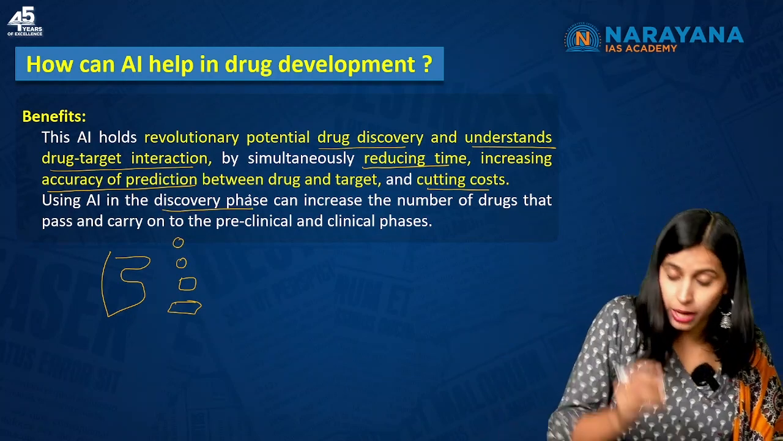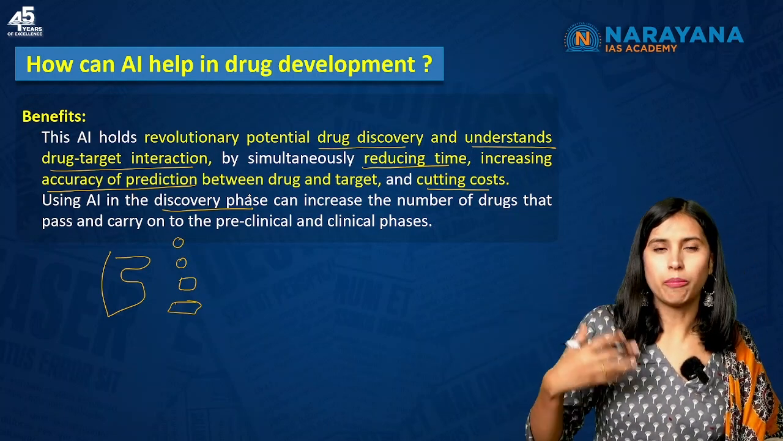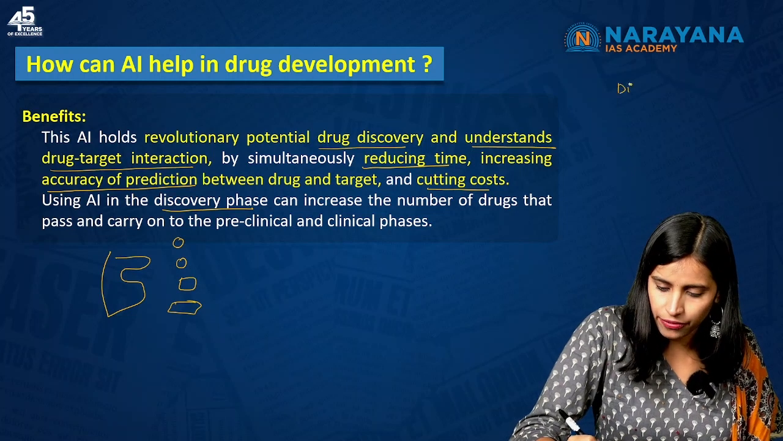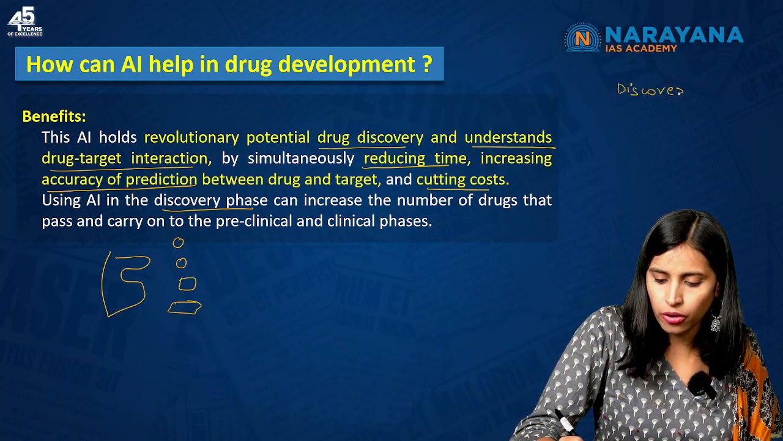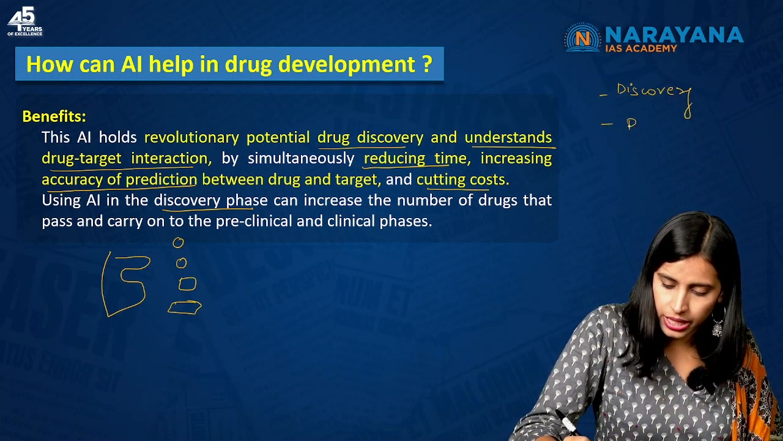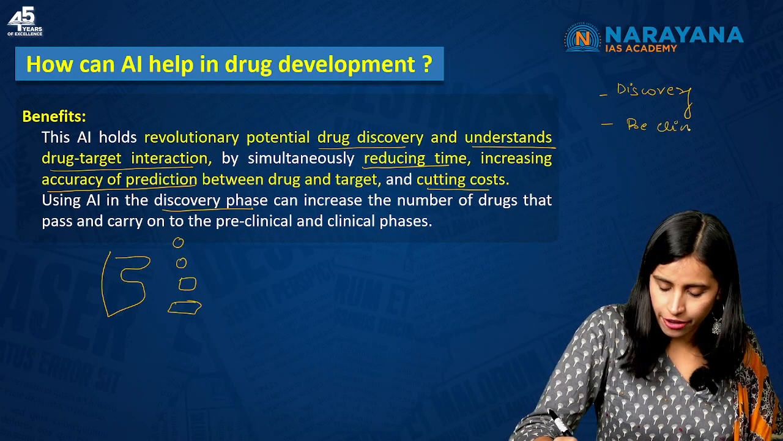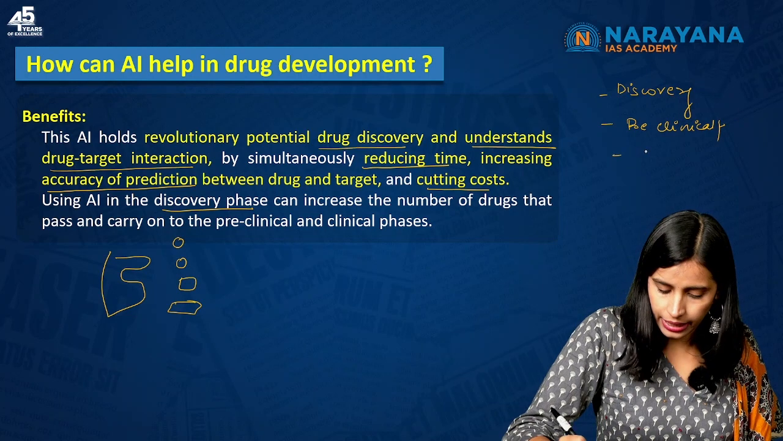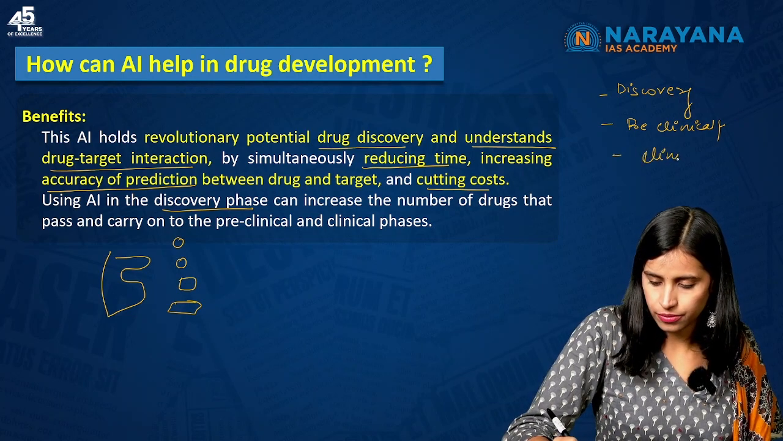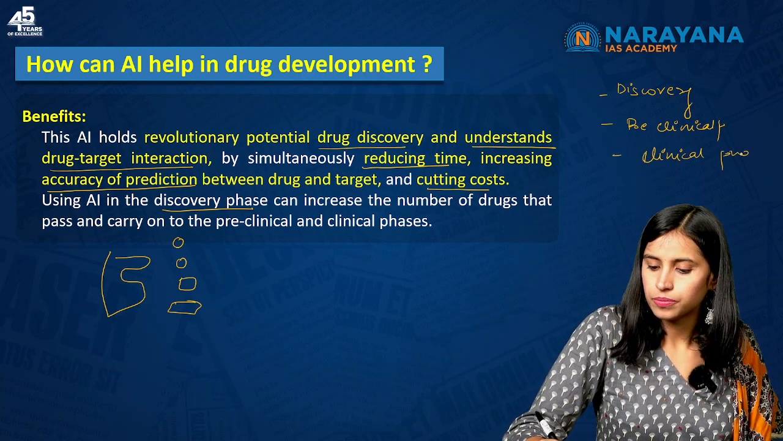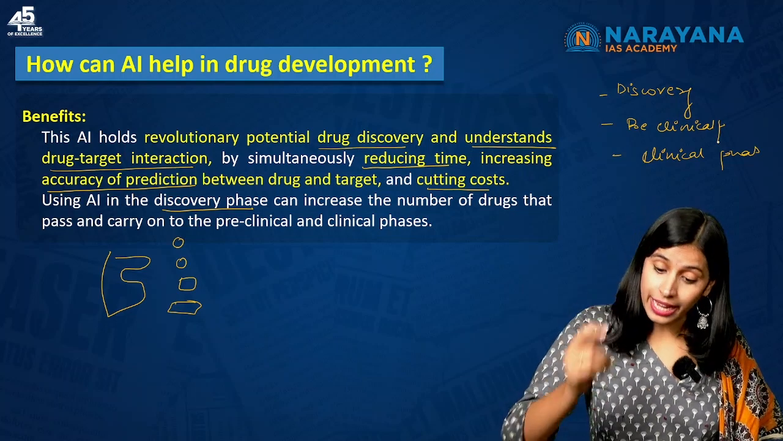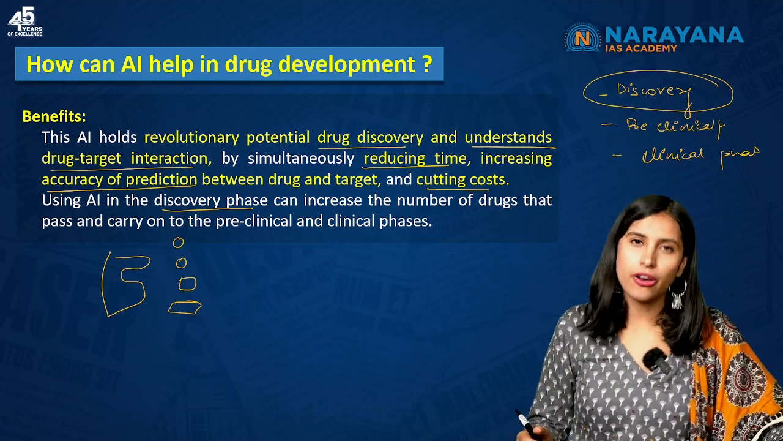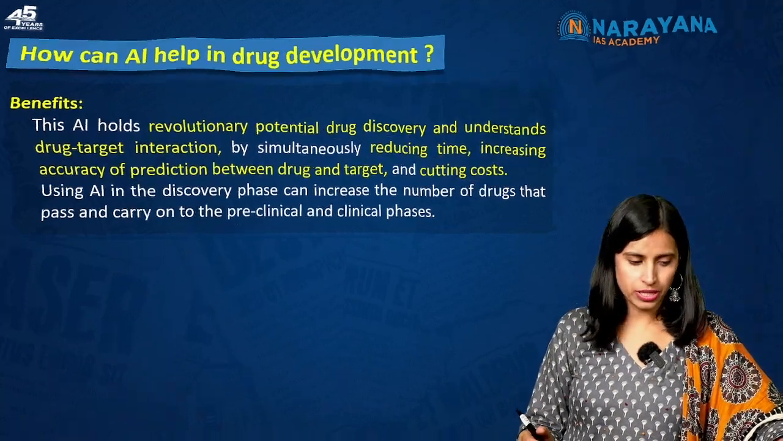discovery phase. Okay, remember, drug development has 3 phases. Number 1 is the discovery phase, when you identify which drug is accurate for this. And then there is a preclinical phase, and then a clinical phase where you do the trial. Here AI is acting on the discovery phase. It is expediting the discovery phase for drug development.